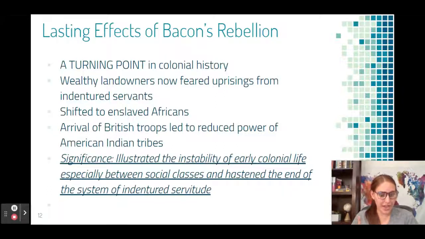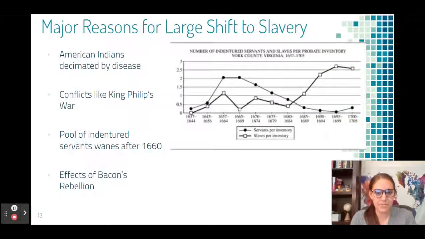It's also the arrival of the British in the area is going to lead to the reduced power for American Indians. So really the significance here, what you should know about Bacon's Rebellion, is that it illustrated the instability of early colonial life, especially between social classes, and hastened the end of the system of indentured servitude. So let's take a look at this graph here.